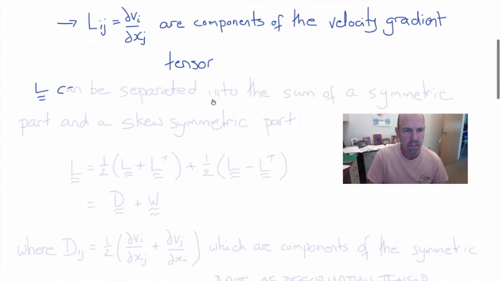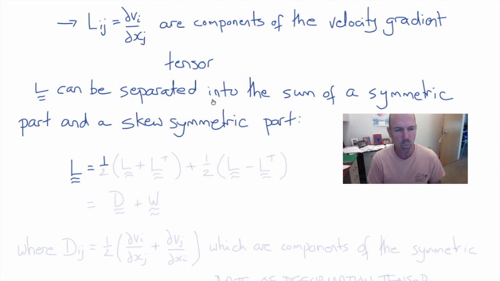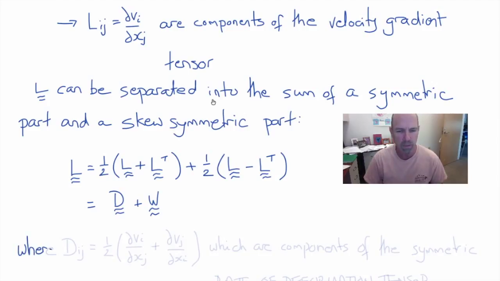Unlike the deformation gradient tensor, we can decompose it, but not through the polar decomposition theorem, but rather through the simpler additive symmetry decomposition. So we decompose L into a symmetric part and a skew symmetric part as follows. L will equal a symmetric part, which is 1/2 (L + L^T), plus a skew symmetric part, 1/2 (L − L^T). And the symmetric part is called D, the rate of deformation tensor or the strain rate tensor, and the skew symmetric part is called W, the spin tensor.